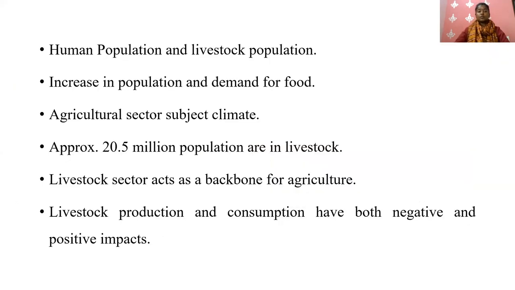So in the last 50 years, the human population and livestock population have increased tremendously. The human population has increased more than twice, while the livestock population has increased at different rates. The increase in population has led to an increase in demand for food, which has put pressure on production of food. Agriculture is subject to climate, which does not give income on a regular basis all over the year. So livestock acts as a support or an insurance, which provides them income all over the year.